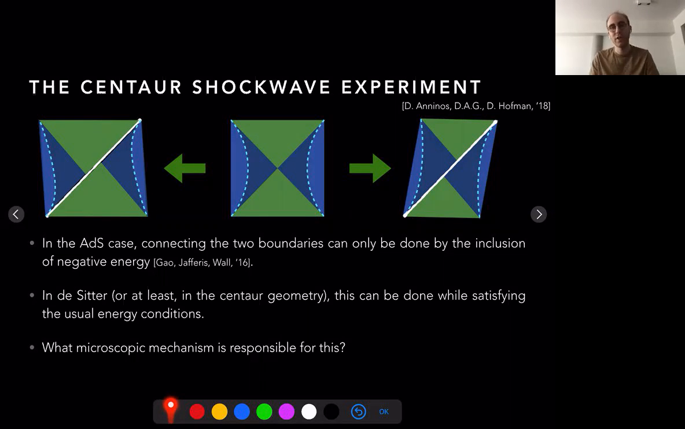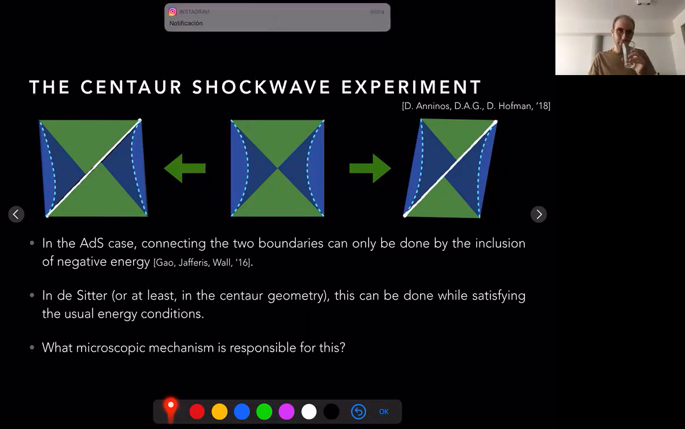energy conditions. This looks very simple from the macroscopic perspective, from the spacetime diagram, but it's kind of hard to understand from a microscopic perspective. What is the dual quantum mechanical theory doing that makes the shockwave solution in these geometries behave in this way?